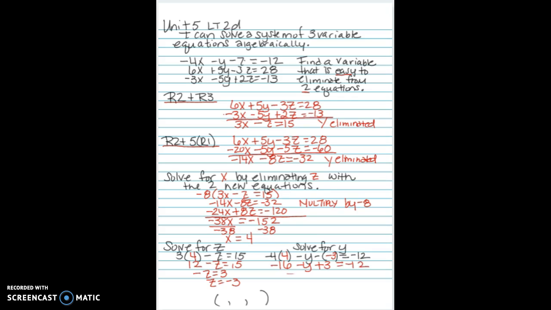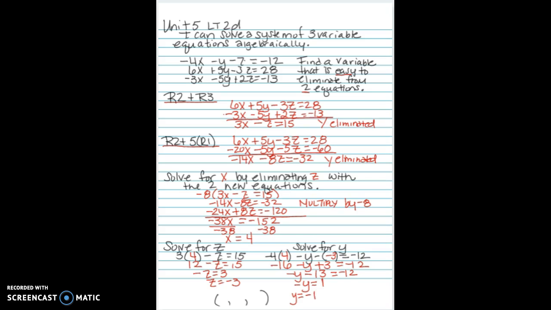I do have a negative y. I combine like terms. Negative 16 plus 3 is negative 13. It's still equal to negative 12. I add 13 to both sides, and I get negative y equals 1. Divide both sides by negative 1, and y equals negative 1.